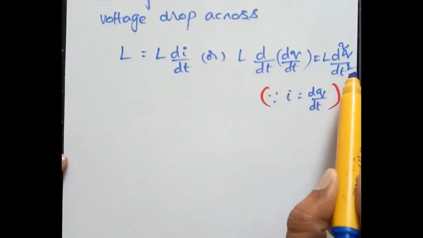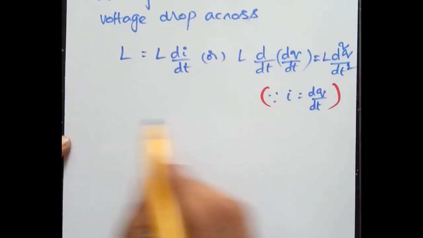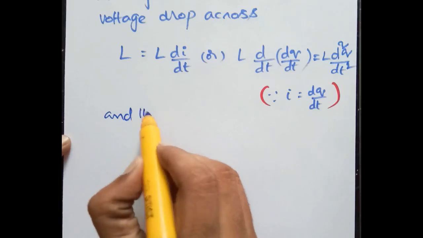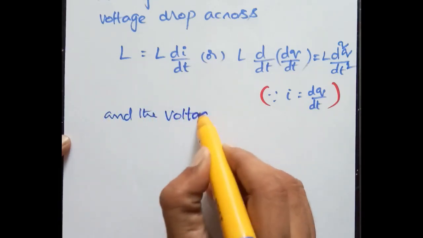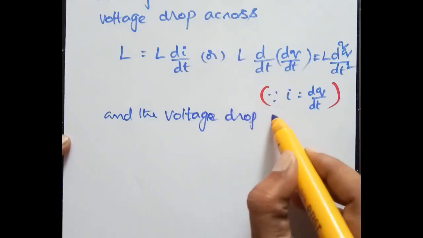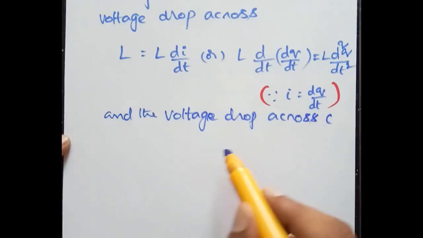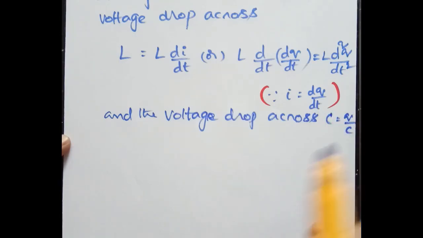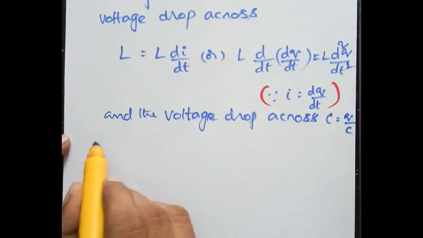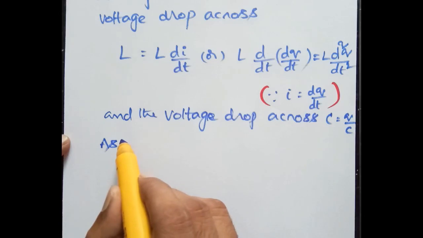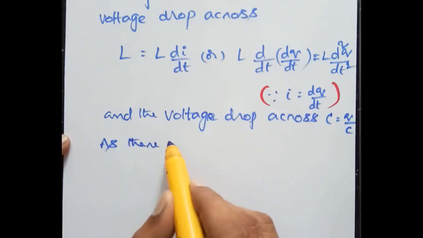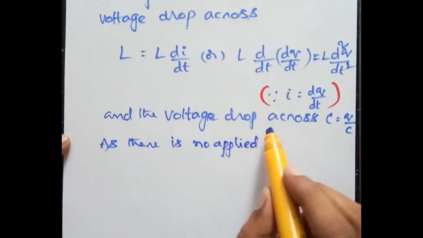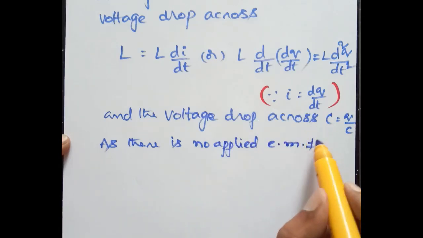So L into d square q by dt square, since I is equal to dq by dt, and the voltage drop across C is equal to q by C, as there is no applied EMF, electromotive force, in the circuit.